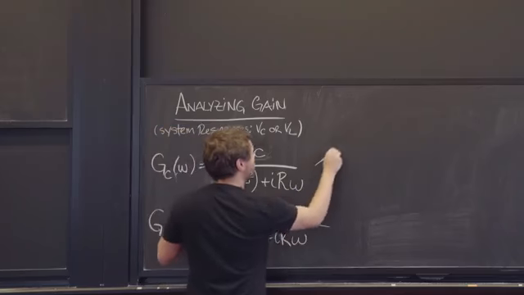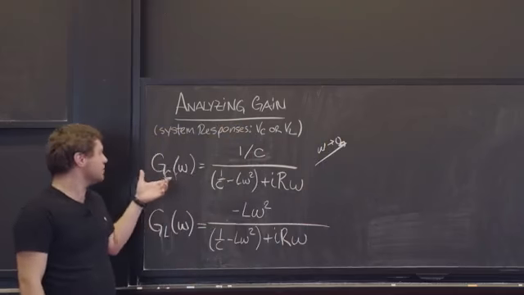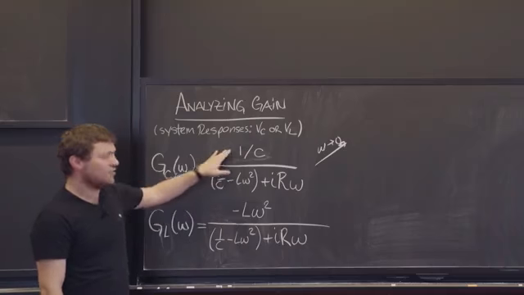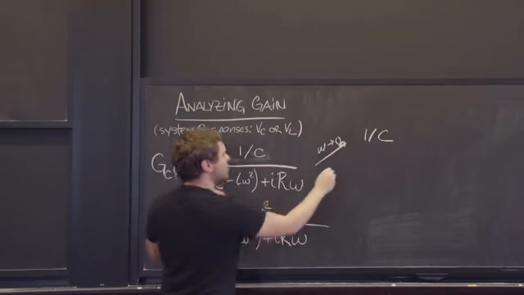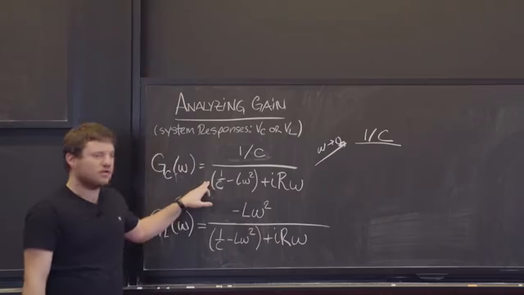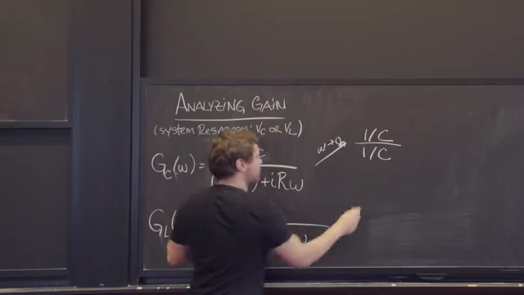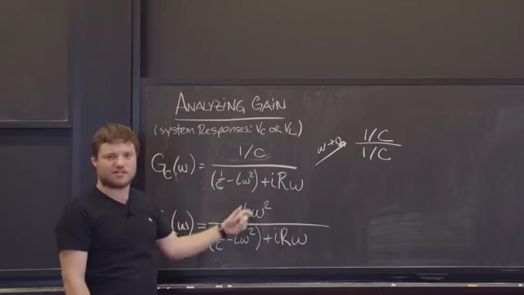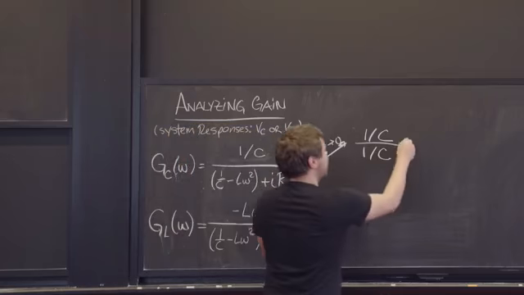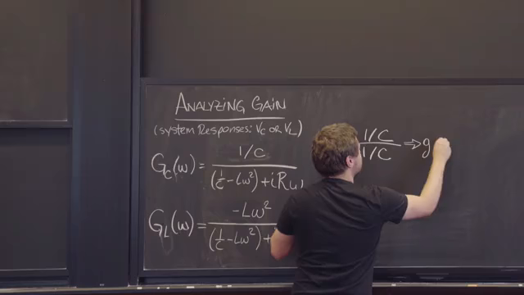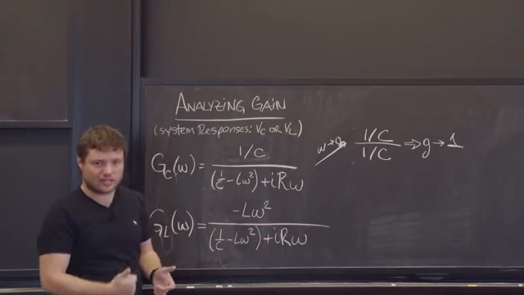So if we have omega going to 0, what happens to GC, the complex gain? I can see that the numerator is not affected. It doesn't depend on omega, so the numerator stays the same. But the denominator grows as also a constant 1 over c. And when we look at the amplitude of this complex number, we see that we have 1 over c divided by 1 over c. So the magnitude of this is tending to 1. And the magnitude of this complex number is what we call little g, the gain.